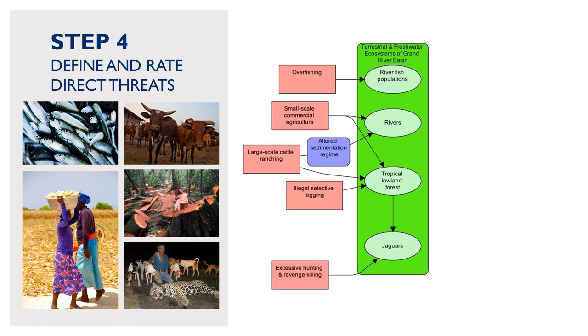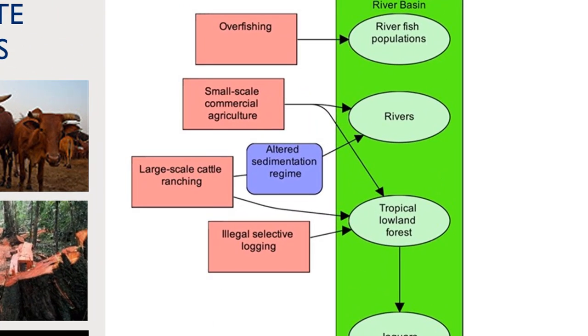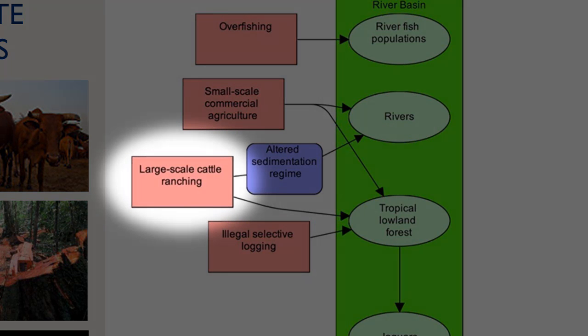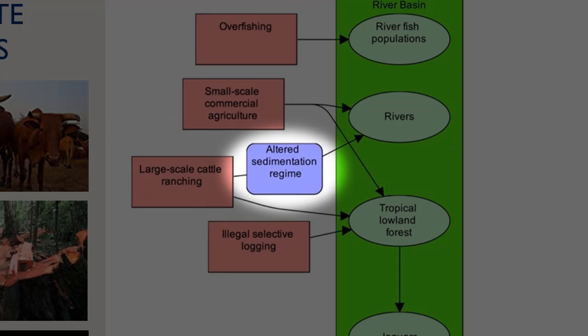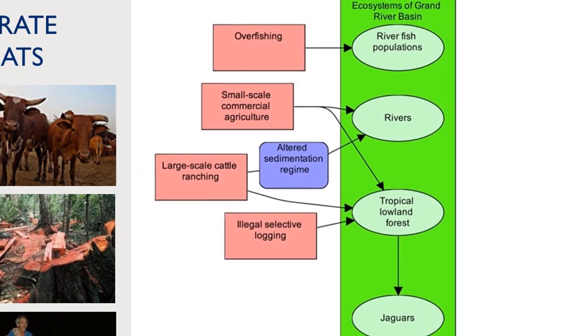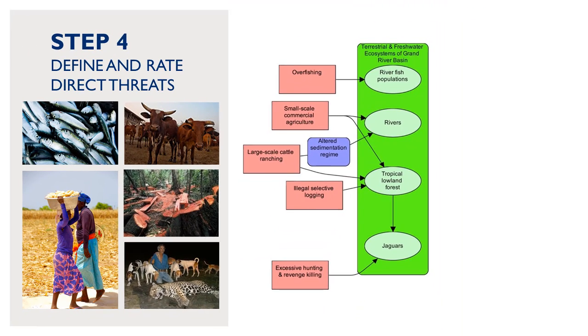In some instances, you may find it useful to specify how the threat affects the biodiversity focal interests by identifying the stress. In our example, the design team wanted to clarify that large-scale cattle ranching affects rivers by altering natural sedimentation regimes. Only include stresses when the means of threat impact is not obvious.